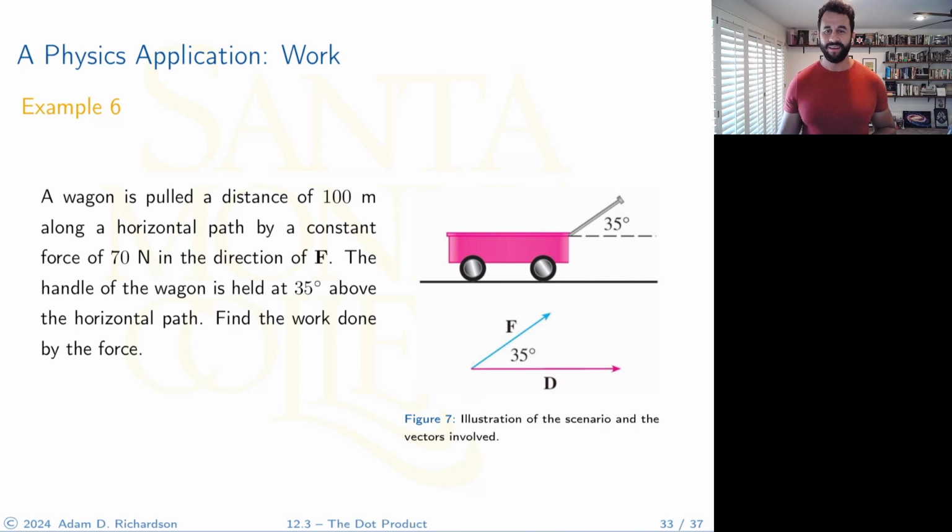Classic example: there's a wagon that's pulled a distance of 100 meters along a horizontal path by a constant force of 70 newtons in the direction of F, right? Here's the force F right there. So you're pulling a wagon, just imagine you're pulling a wagon. The handle of the wagon is held at 35 degrees above the horizontal path of motion. How much work is done by the force?